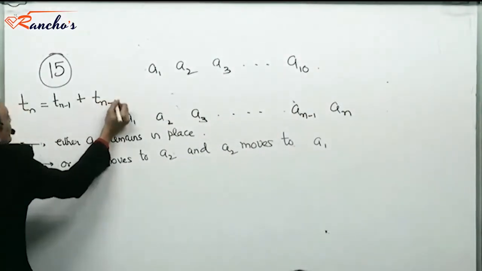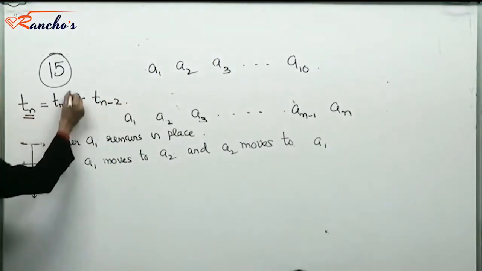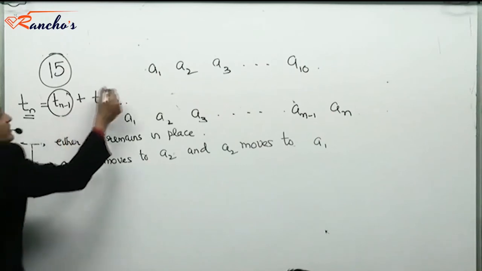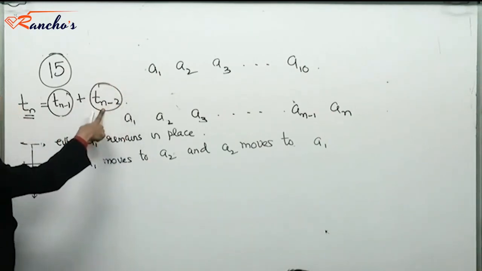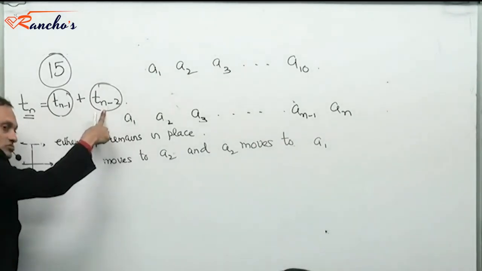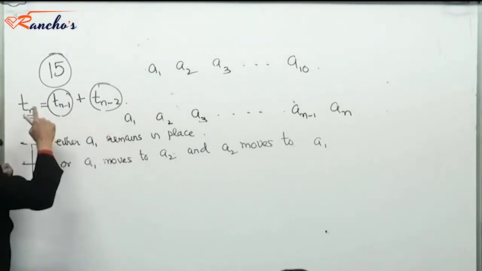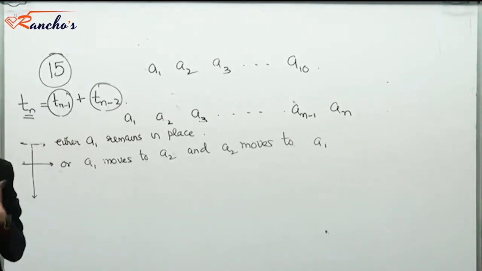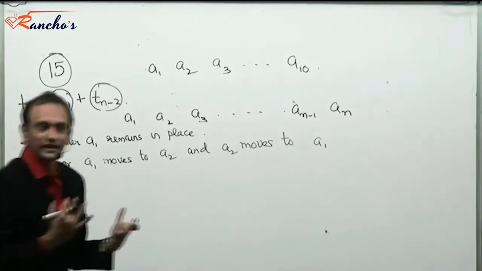Yes or no? Of the total count, part of the count is where A1 remains in position and the rest of the count is where A1 is not in position. A1 and A2 are interchanged. Yes or no? So I need to find Tn. I want to find T10 because there are 10 children.